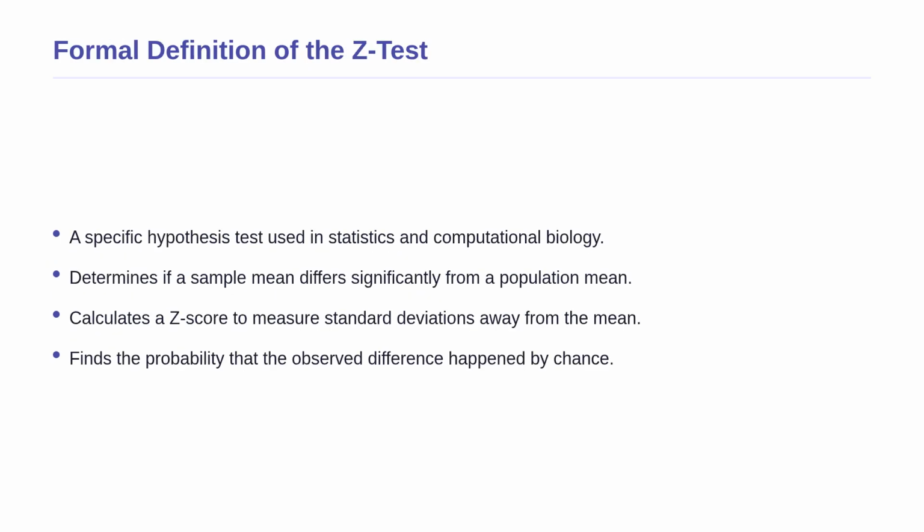Building on that intuition, let us look at the formal definition. In statistics and computational biology, a z-test is a specific type of hypothesis test. We use it to determine whether the mean of a sample is significantly different from the known mean of a population. The test calculates what we call a z-score. This score measures exactly how many standard deviations your sample mean is away from the population mean. By looking at this z-score, we can find the probability that the observed difference happened purely by chance.